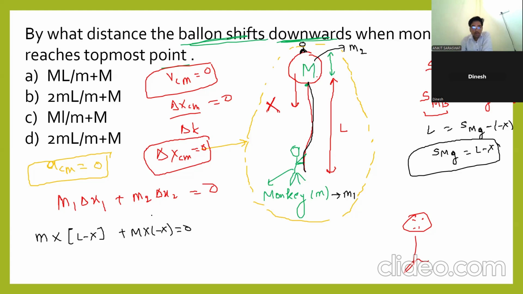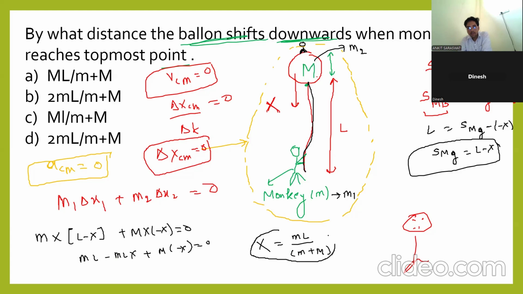The value of L is 2x, so x is L by 2. It will be M(L minus x) plus M into minus x. So x will be what? Small m into capital L divided by small m plus capital M. This is the answer.